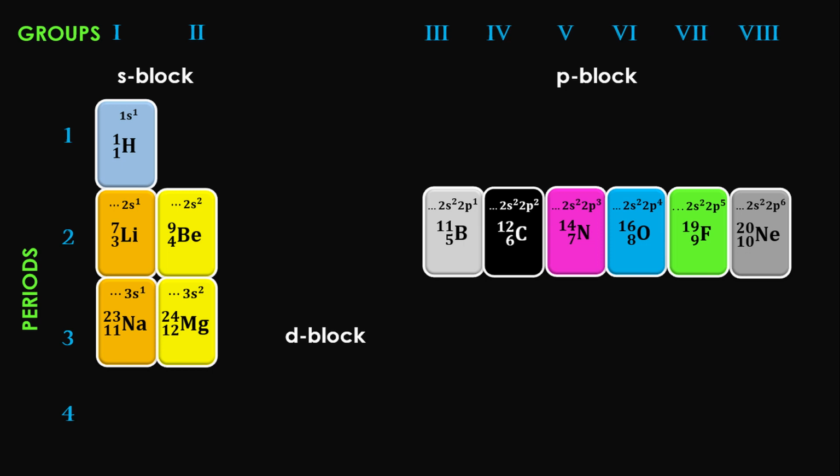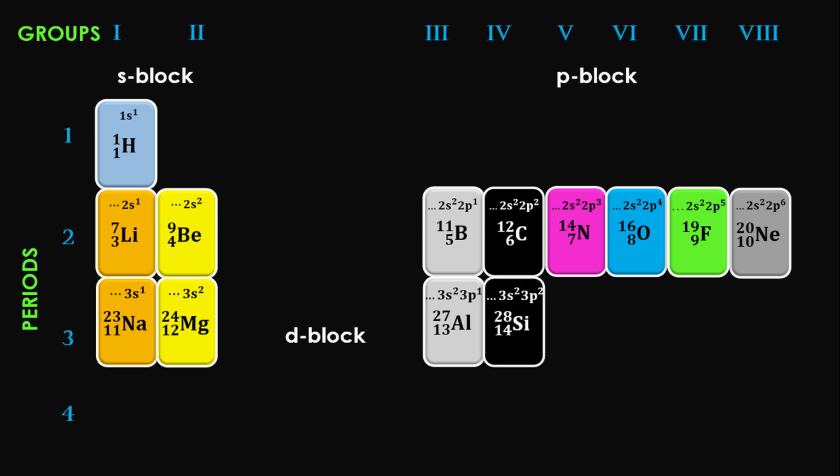Aluminium to argon are p-block elements that all belong to period 3 because the highest quantum number in the electronic configuration is 3. However, they belong to different groups because they have different valence electrons, which is the sums of the indices in the orbitals in their third shell. So for aluminium, it is group 3, obtained from 3s2 and 3p1. Silicon is in group 4, obtained from 3s2 and 3p2.